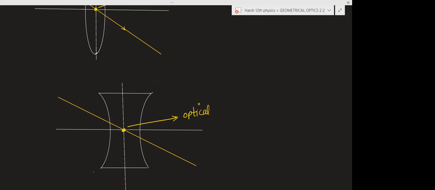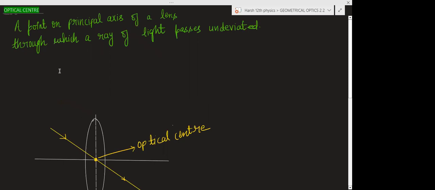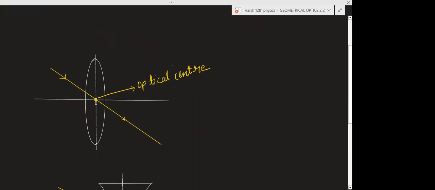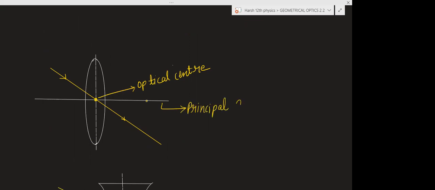Now you can read. What is the optical center? Optical center is a point on the principal axis of a lens through which a ray of light passes undeviated. So you can say this is a point through which the light ray passes undeviated, and this point is lying on the principal axis. This is the principal axis.